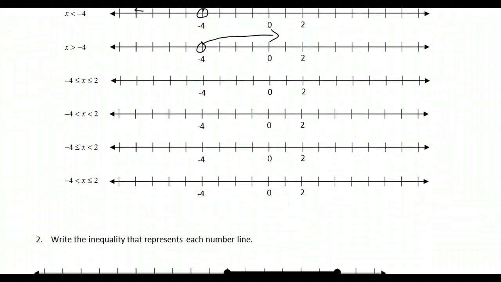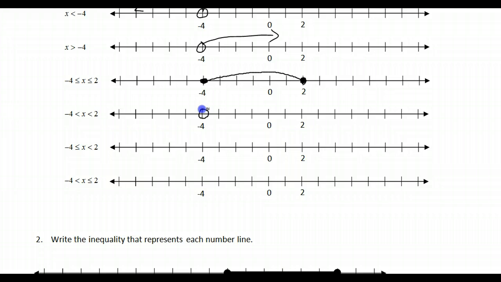Okay, let's do these guys. Negative 4 is less than or equal to x, which is less than or equal to 2. So negative 4 is less than or equal to x, which is less than or equal to 2, which is just the way of saying that x lies between negative 4 and positive 2.